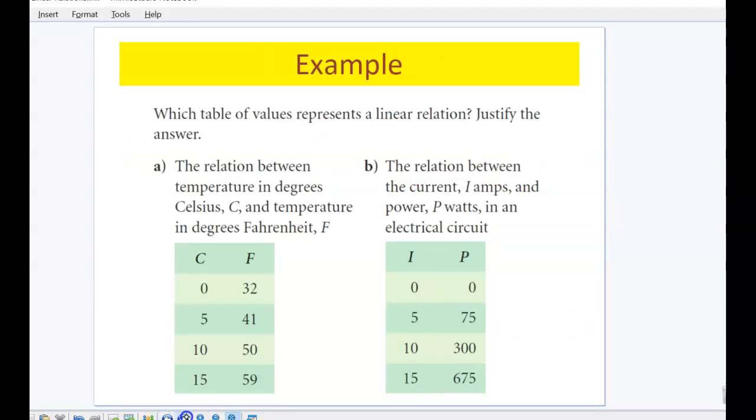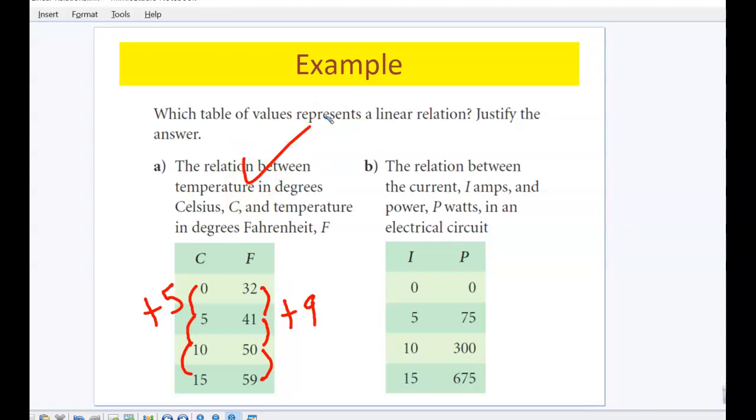Okay, which of these tables represent a linear relation? Justify your answer. Well, if we look at our Celsius Fahrenheit chart here, in my Celsius column, I have a rate of change that's constant, it's +5. And in the Fahrenheit column, I have a rate of change that is +9. So this one here would represent a linear relation.